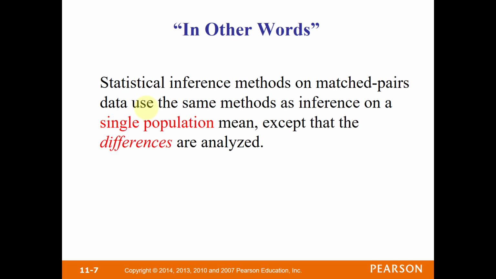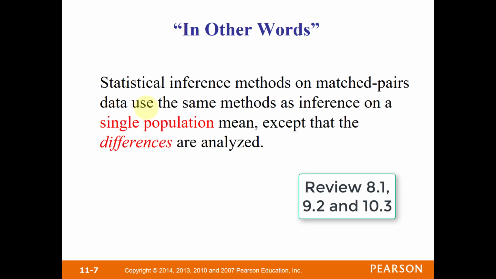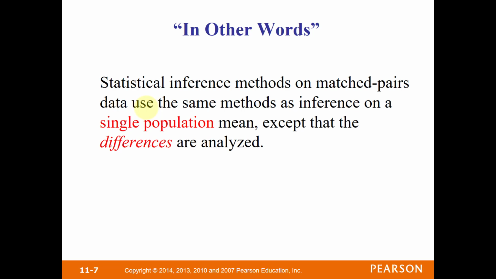Statistical inference methods on matched pairs data use the same methods as inference on a single population mean. Even though you have two populations, you're going to see in a moment that the two populations collapse into one population of something called differences. When we're working with one population and means, we use the information that we found in sections 8.1, 9.2, and 10.3.